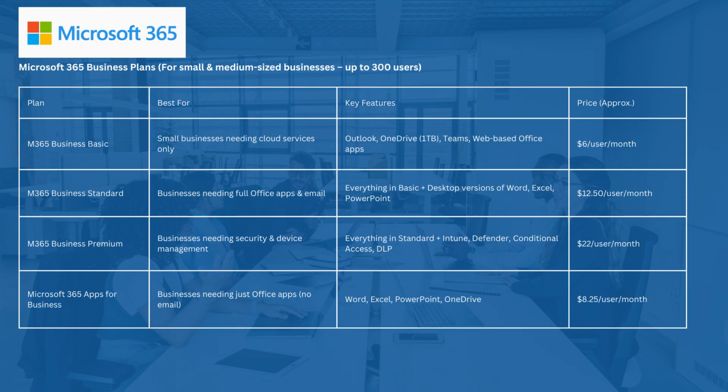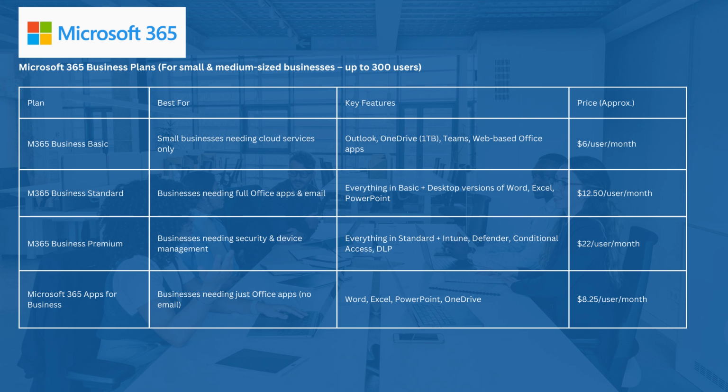Microsoft 365 Business Plans are for small and medium-sized businesses, which manage up to 300 users. The basic plan is called M365 Business Basic and is suited for small businesses needing cloud services only. Key features of Microsoft 365 Business Basic plans are Outlook, OneDrive, 1 terabyte, Teams, and web-based Office apps. It costs approximately $6 per user per month.